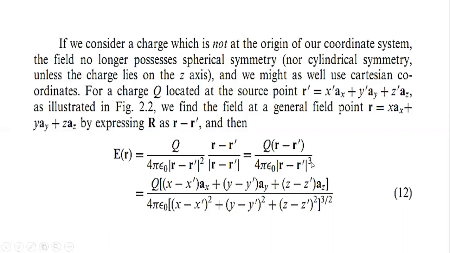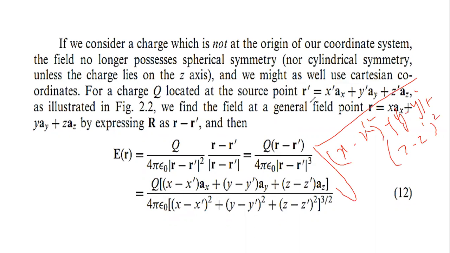So it will be equal to q divided by 4 pi epsilon naught, and the vector is (x minus x dash) ax plus (y minus y dash) ay plus (z minus z dash) az, divided by the magnitude cubed. Now if we find the magnitude of r minus r dash, it will be equal to the square root of (x minus x dash) whole square plus (y minus y dash) whole square plus (z minus z dash) whole square.